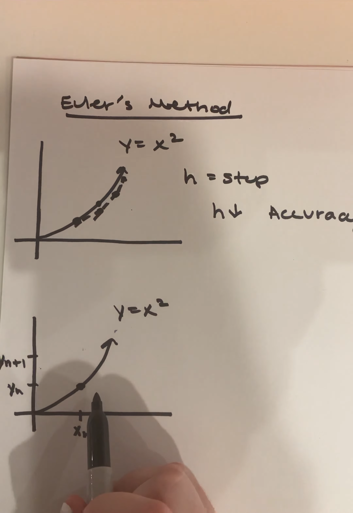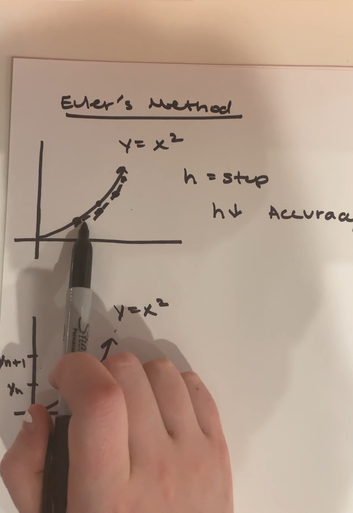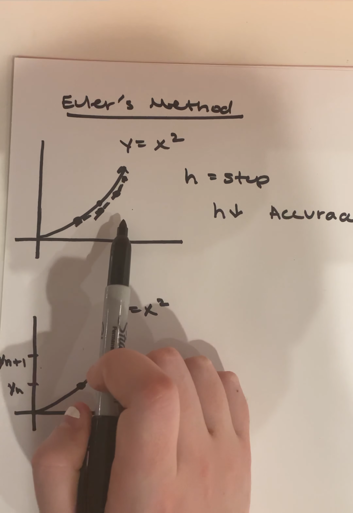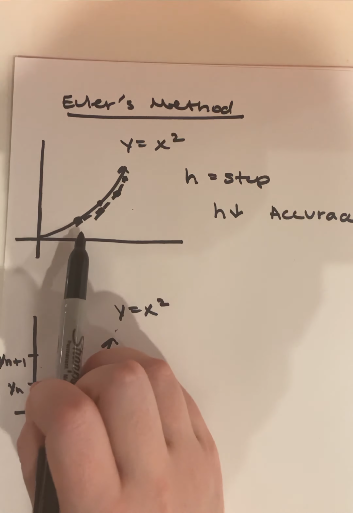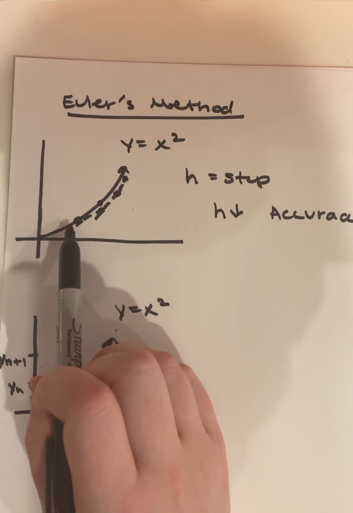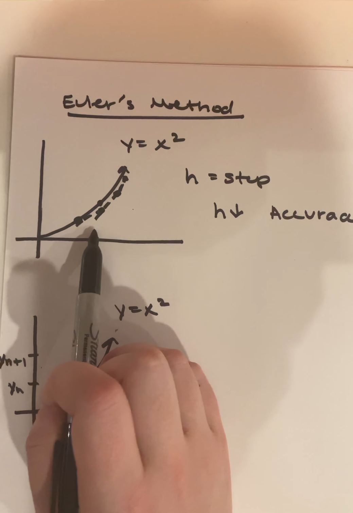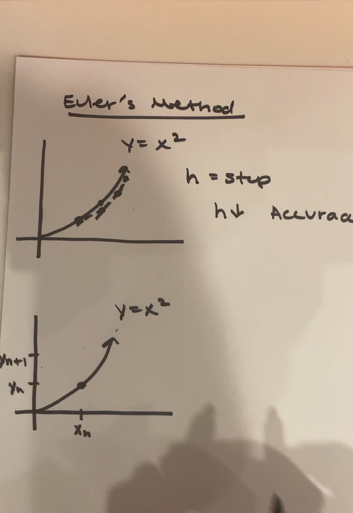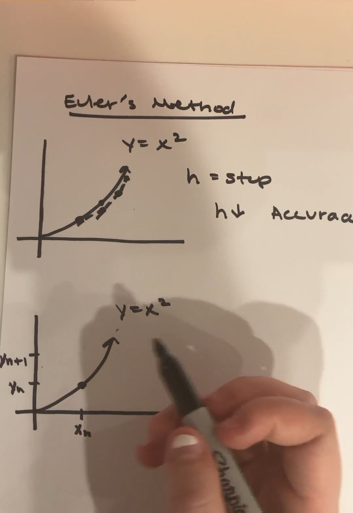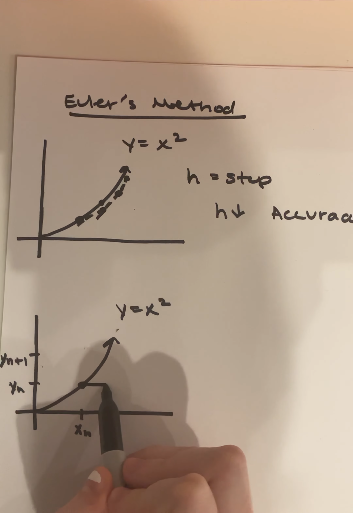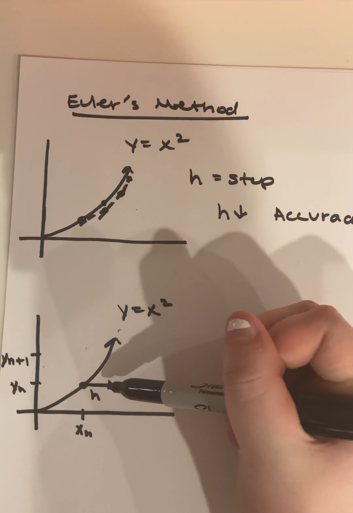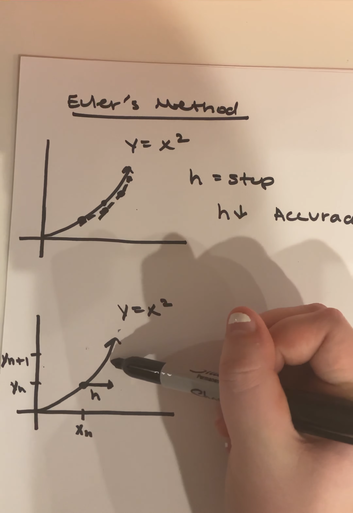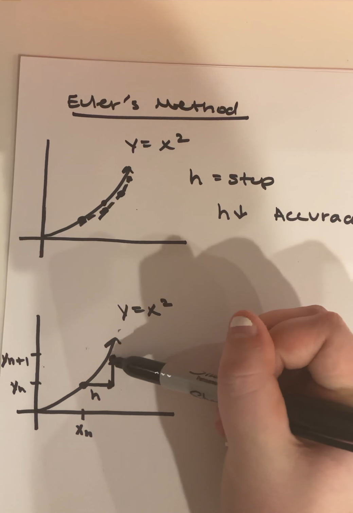In order to find this, like we said before, you're going to use that step to run. This is how you're going to run, because you're using that tangent line as your slope, but you need to be able to run a certain amount, and you're running that step. So you run the step h, and then you're going to rise a certain amount until you get to that point on that tangent line.